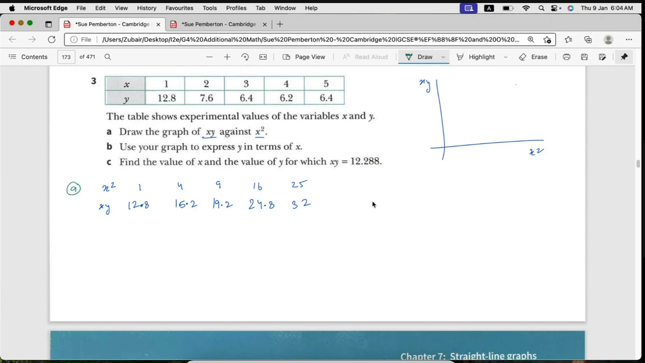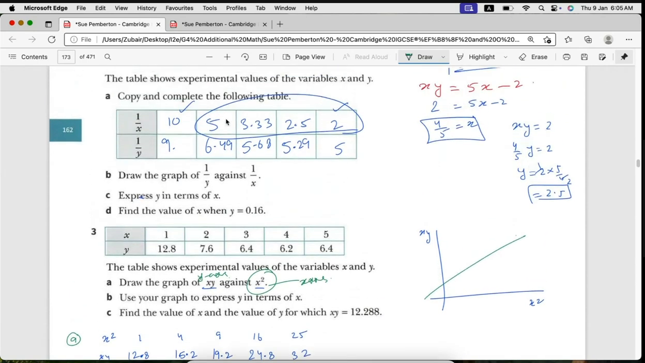Okay, I finished my table of values. At the top of my table, I have XY, and I have 12.8, 15.2, 19.2, 24.8, and 32. And at the bottom, which is x squared, I have 1, 4, 9, 16, 25. Values are correct. Just switch them. This is x-axis and this is y-axis, because it has y in it.